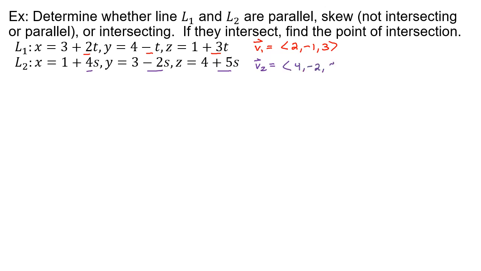So if they're parallel, one would have to be a constant multiple of the other. That's not going to work here because there's nothing in common on the first one and nothing in common on the second one, so you can't factor anything out. So could you just multiply something from the first one to the second one? If I multiply the first one by 2, I will get 4 on the second one. But if I multiply 2 times -1, I don't get -2, and 2 times 3 is not 5. So these are not parallel.